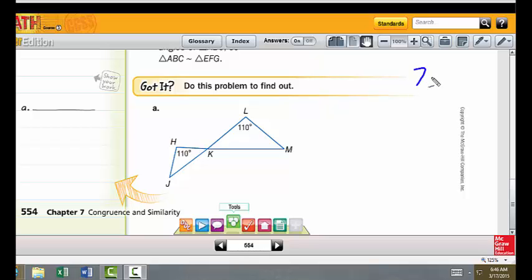Here are your solutions to 7-5. These are the letter and guided practice problems. We'll start with letter A. They ask us to determine whether or not we have similar triangles here.